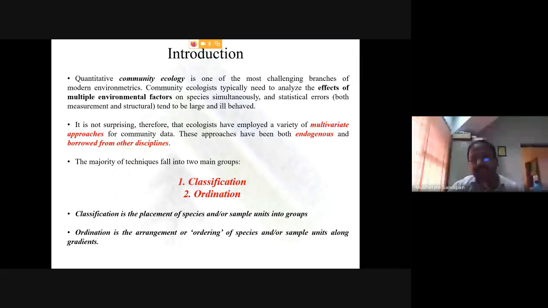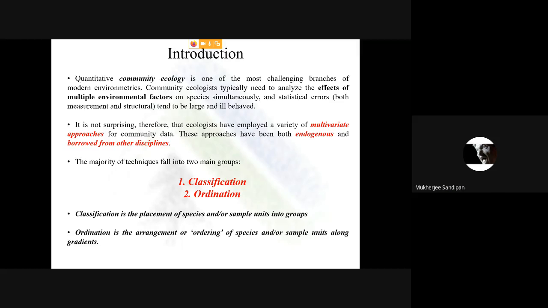Community ecology typically needs to analyze the effect of multiple environmental factors, and that is why you collect all the environmental parameters, as well as all your data on species. When you collect all your species information, definitely the measurement has some structural error as well as measurement error. So when you do community ecology data analysis, you have to keep in mind that your data has some inherent error, and you have to come up with ideas for analyzing your data where your error footprints are minimized.